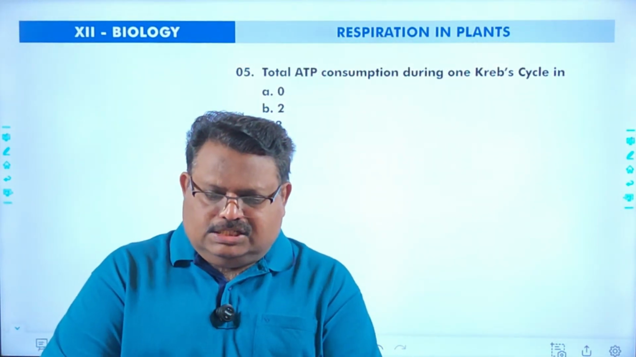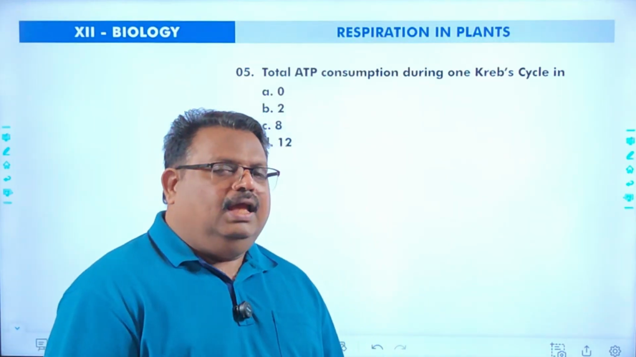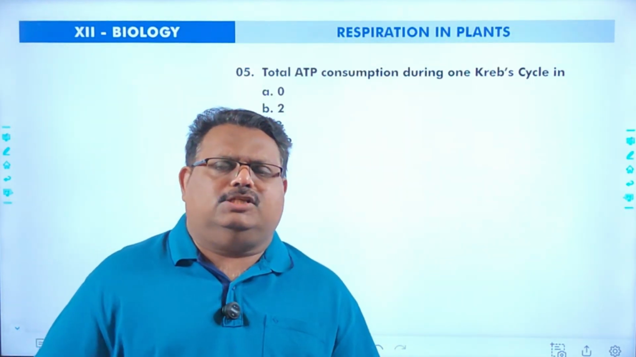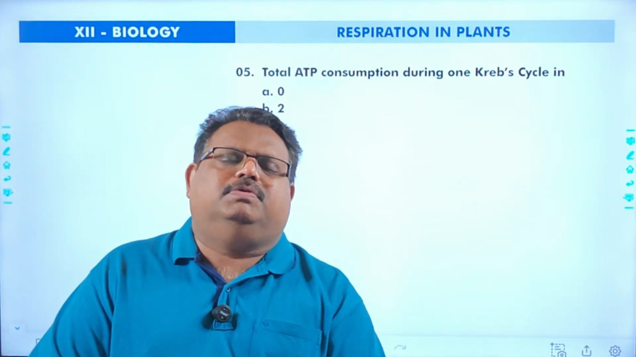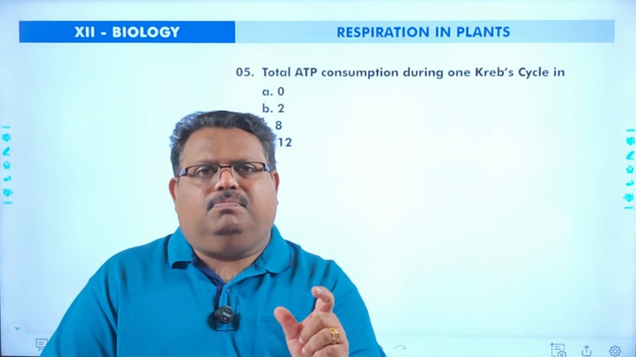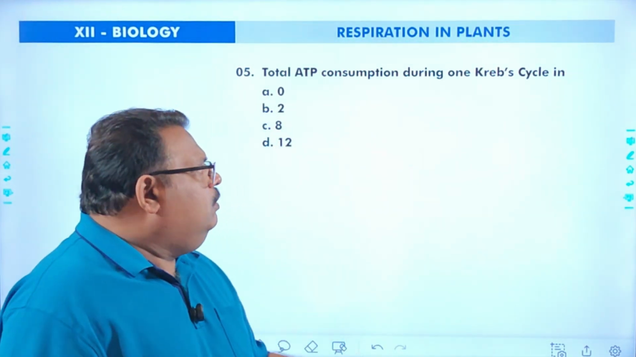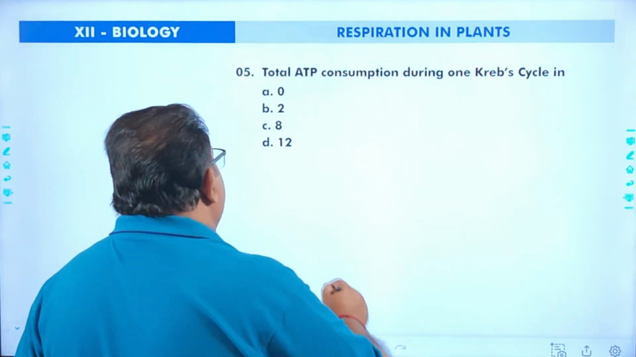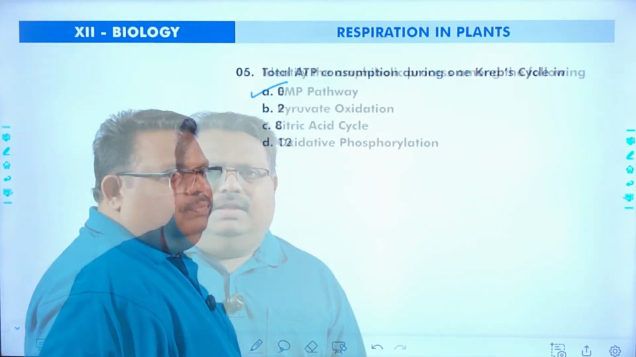Total ATP consumption during 1 Krebs cycle. Actually, ATP is consumed during respiration only during the first step of glycolysis and the third step of glycolysis. And these two are the ATP consumption reactions. But during Krebs cycle, there is no ATP consumption. The answer is 0. Next one.